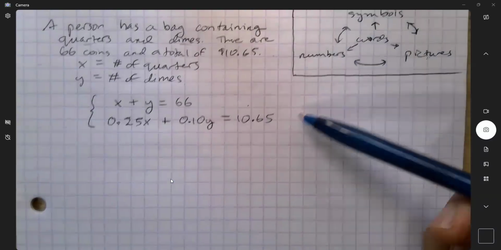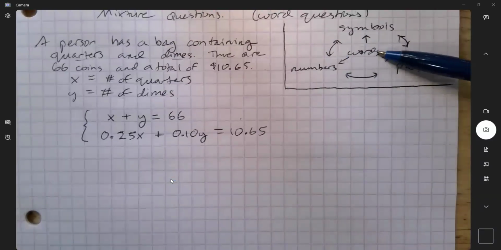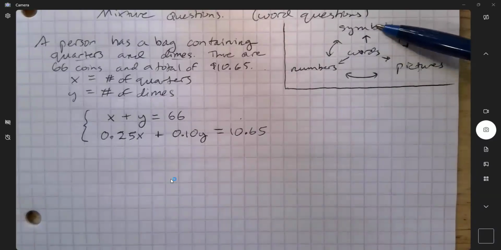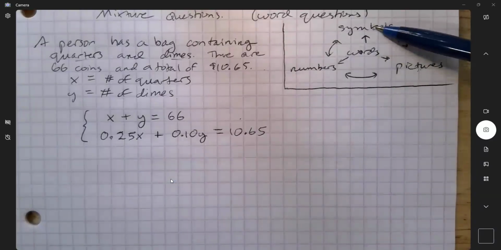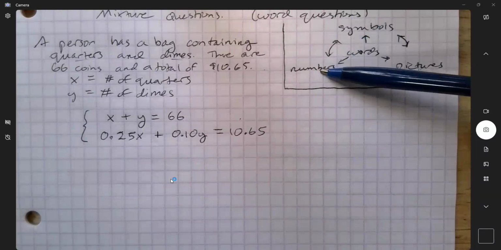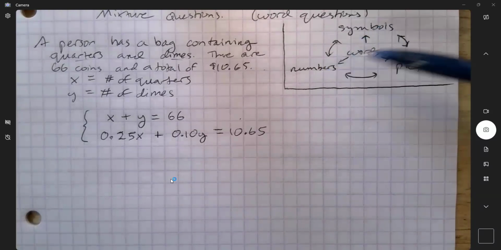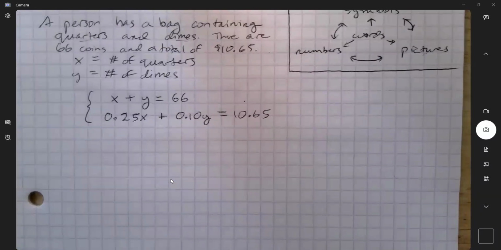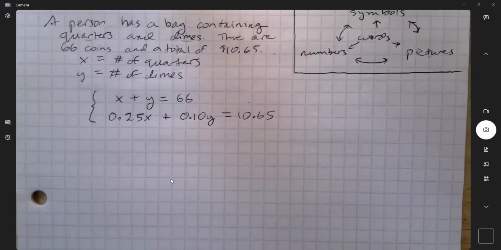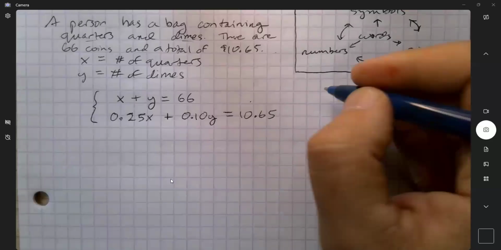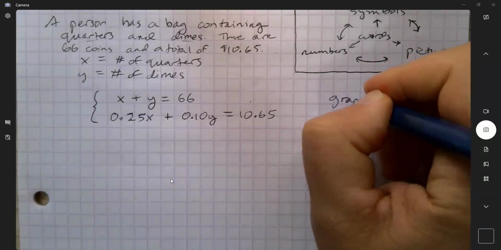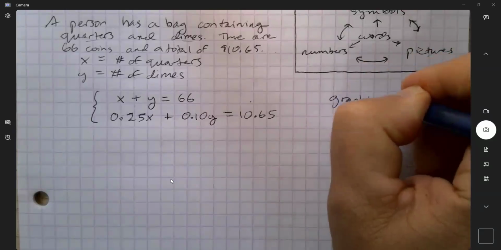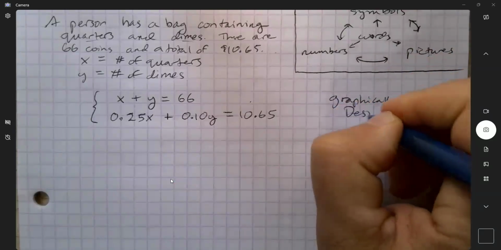So what I did in my representations, I started with words and I converted it to symbols. And now I could solve it with substitution or elimination, or with a graph, or potentially by guessing and checking with numbers, which is also a valid way to solve this sort of question. It's just slow, and you'll see that when I do another example later. But let's solve this graphically. And to do that, I'm going to hop over to Desmos.